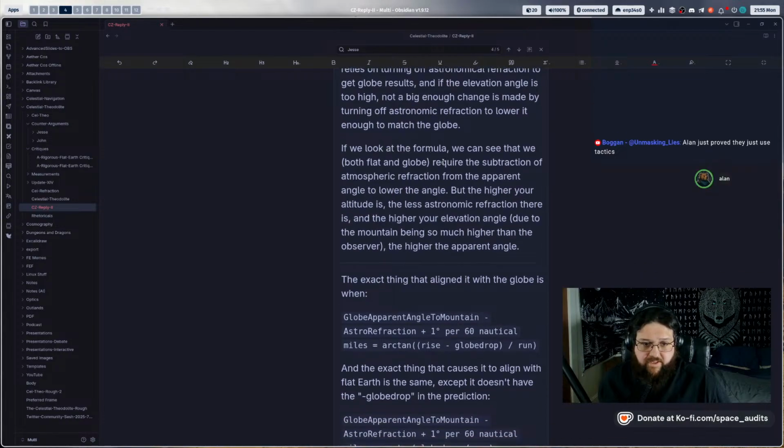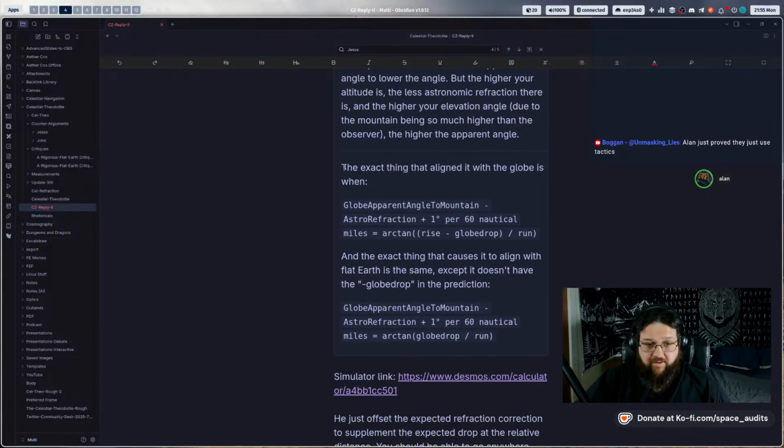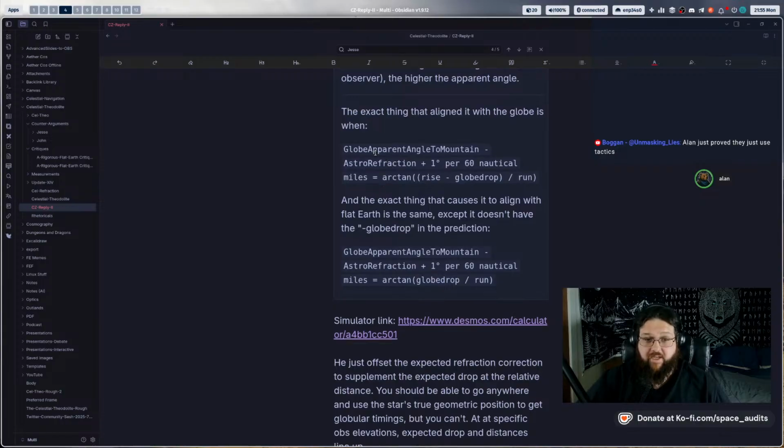If we look at the formula, we can see that we both require subtraction of atmospheric refraction in the apparent lower angle. But if you're higher in altitude, there's less astronomical refraction there, and you need a higher elevation for the mountain, which corresponds to the angle not being compensated by the refraction amount. The exact thing is aligned with the globe, so this is how you create a globe measurement: when the angle to the mountain minus astronomical refraction plus terrestrial refraction is equal to the arctan of rise over run minus the globe drop over run.